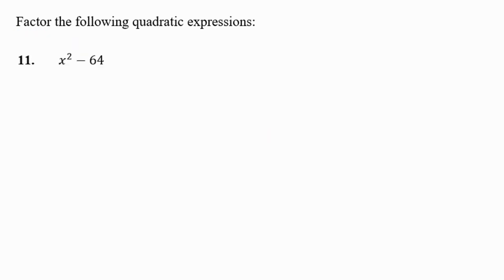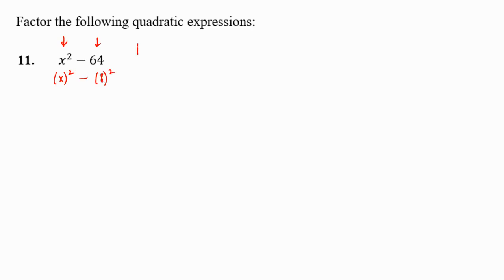Number 11 has the same steps as before. It says factor the following quadratic expressions. The only thing I'll notice here, and hopefully you get to the point where you notice this too, x squared can be rewritten as the quantity x raised to the second. 64 can be rewritten as the quantity 8 raised to the second, and they're being subtracted.